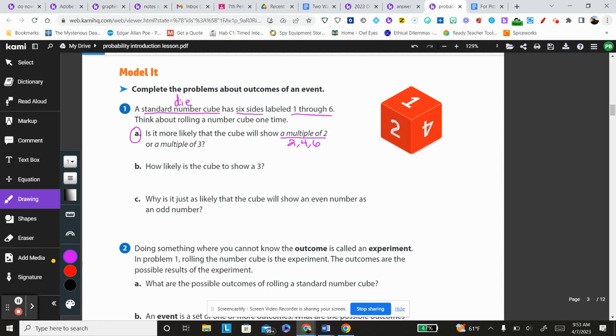Okay. All right. Who can name the multiples of 3 that are on the die? Raise your hand. The multiples of 3 that are on the die are 3 and 6. You can't do 9 because it's not on the die.